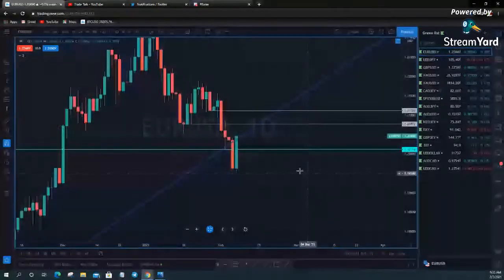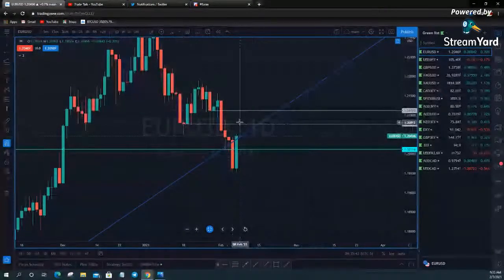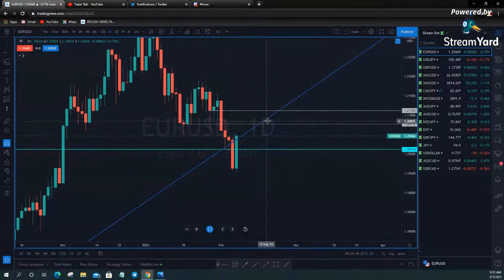So if you get a daily closure above that, you're still not out of the woods for the declining prices in the euro. So this is the main area that I have in focus.